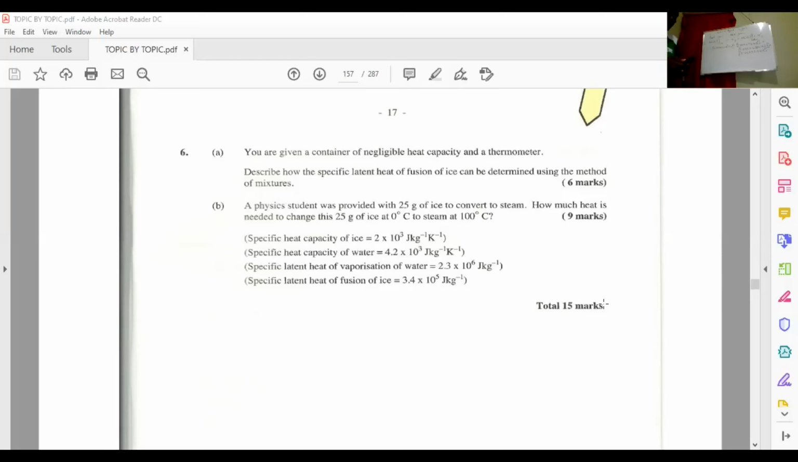Sir, I have a question. Yes. So whenever they ask us to see how much energy is required to convert from ice to water, for example, we'll have to do the specific heat capacity of ice, plus the latent heat of fusion, plus the specific heat capacity of water to get the total amount of energy required. Yes.